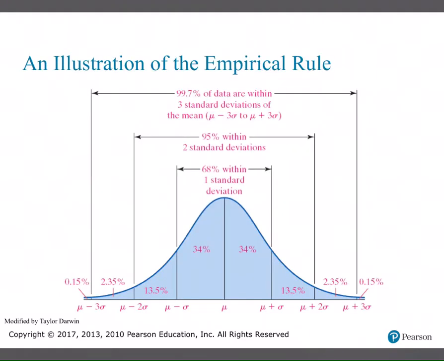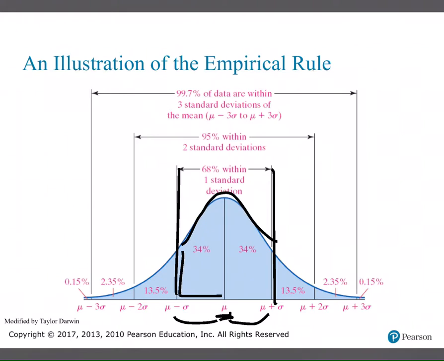Here's a picture that represents that. So my mean's going to be in the middle. And then it says if I go within 1 standard deviation of the mean, that represents 68% of my data, which kind of makes sense because that's where the bulk of your data is. If you wanted to find how much is on each side, then you'd do 68 divided by 2 and you'd get 34 and 34.